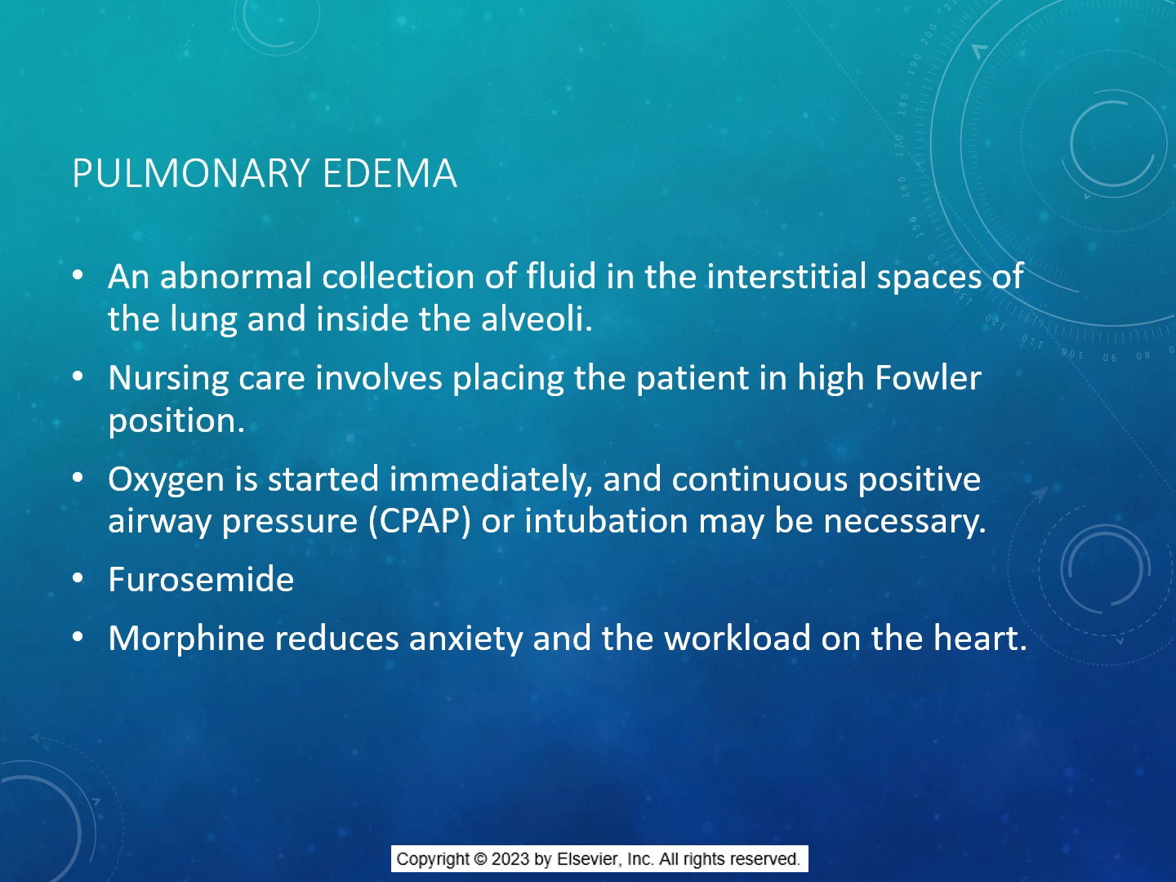Nursing care will involve placing the patient in a high Fowler's position. Oxygen should be started immediately, and CPAP or intubation may be necessary. Furosemide can be given for fluid diuresis, and morphine will reduce anxiety as well as the workload on the heart. You must closely monitor intake and output and perform continuous respiratory and cardiac assessment to evaluate the effectiveness of treatment.